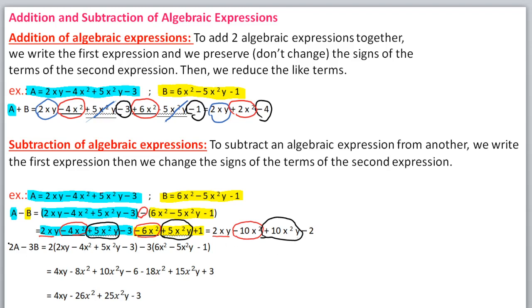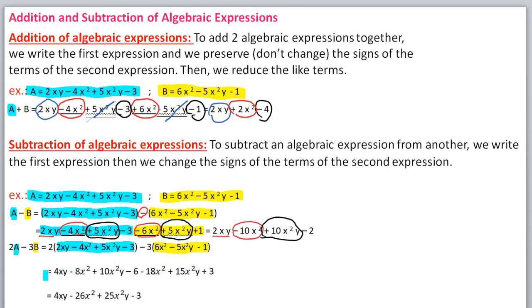Minus 6x squared, 5x squared y with 5x squared y, so it's 10x squared y. Got the difference? It's 10x squared y. And 5 plus 5, it's 10, so 10x squared y, right? Okay. Minus 3 plus 1, minus 2, done. That's it, finished. 2a minus 3b, it's the same idea. So 2a, this is a, and this is b. Okay, so 2 into brackets, 2 brackets, a minus 3 brackets, we copy b. Okay, and now we remove the brackets.